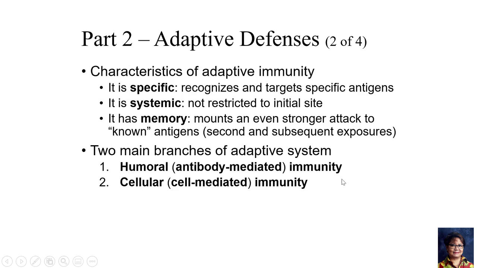Now, the adaptive immunity, though, is very specific. It will recognize and target the antigen very specifically, and it is systemic. It happens inside the body. It's not just outside, just like acting as a wall. No, it is actually inside. It is not just restricted to the initial site, which is outside the body. Once they get inside, then you have lots of cells that can actually defend us there specifically.